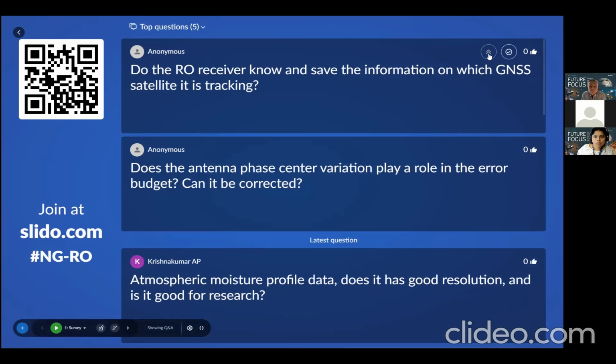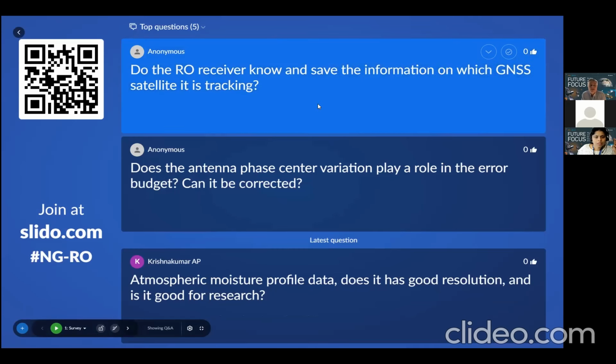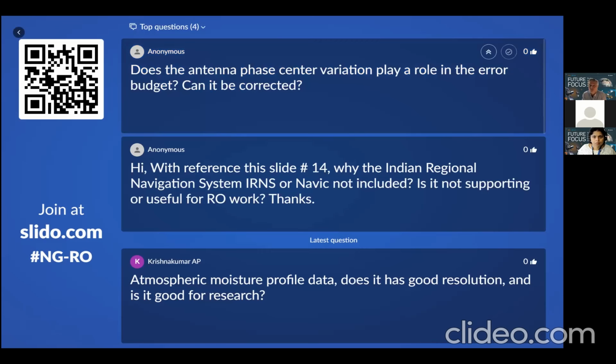Did the receiver know and save the information of which GNSS satellite it is tracking? Yes, every single occultation comes with information on which GNSS satellite sent the signals, at what time it was, what the frequencies were, and so on. And actually where the satellites were at the time, yes.